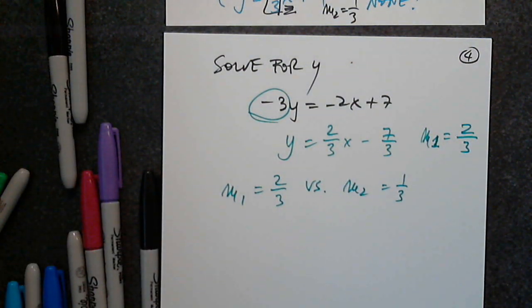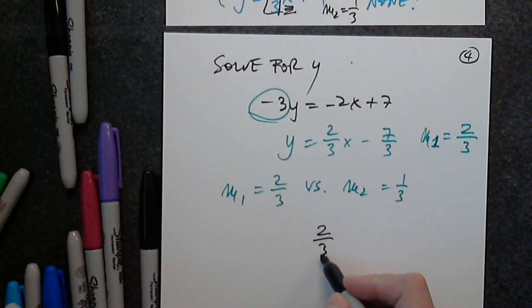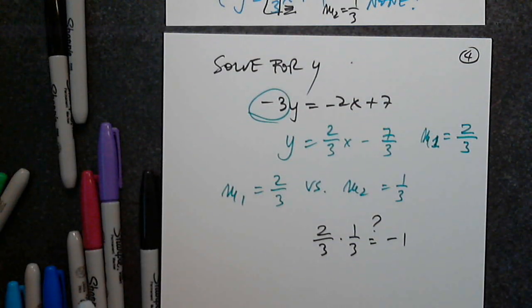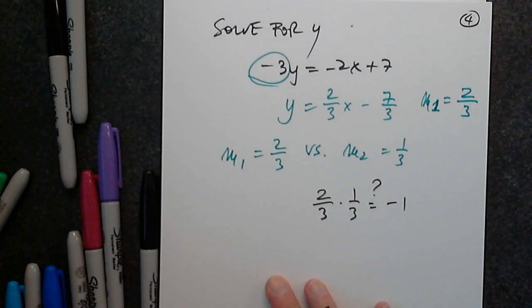Are these two numbers the same? No. Does that mean that for sure the lines are not parallel? Good. When I multiply them, do I get -1? When I multiply 2/3 by 1/3, if I get -1, I'll say they are perpendicular. But if I don't get -1, I'll say they're neither parallel nor perpendicular. Do I get -1 when I multiply?